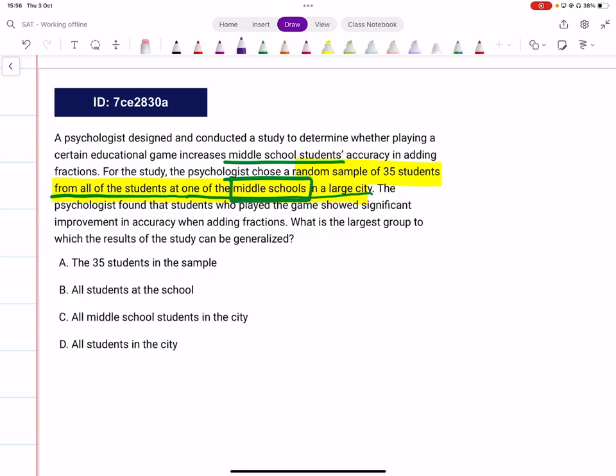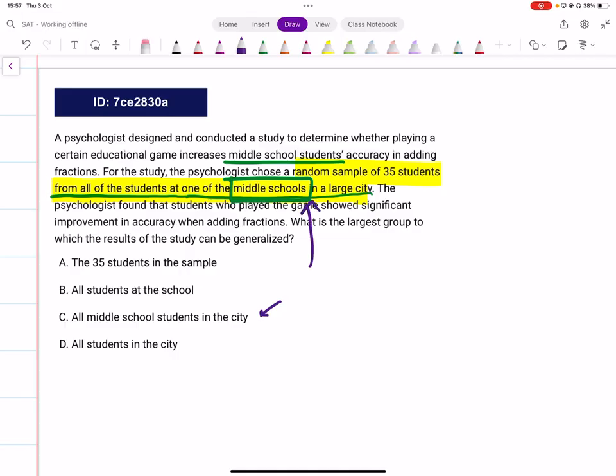Can the results be generalized to all middle school students in the city? You're only taking a sample from one school. How can you generalize that to all schools in the city? That would only be possible if you had taken a sample from multiple schools, right? If there were 100 schools in the city, if you had taken a sample from let's say at least 10, 15 of them, then you could generalize that. But you've only taken that from one particular school. You can't generalize that to all schools.